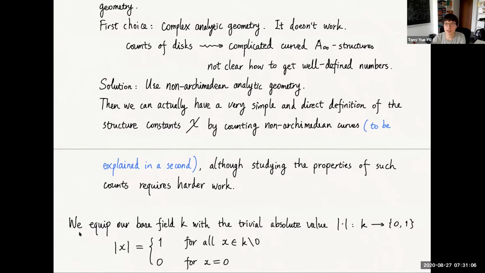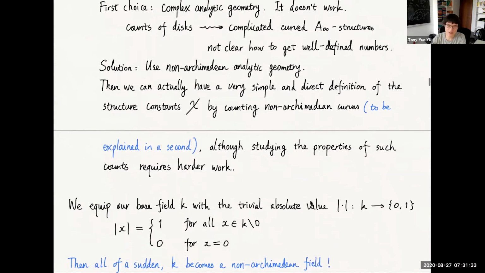For using non-Archimedean geometry, we equip our base field K with the trivial absolute value, which is a map from K to the two-element set 0, 1, which sends all non-zero elements of K to 1 and sends 0 to 0. So this is called the trivial absolute value. And with this trivial absolute value, K becomes a non-Archimedean field.